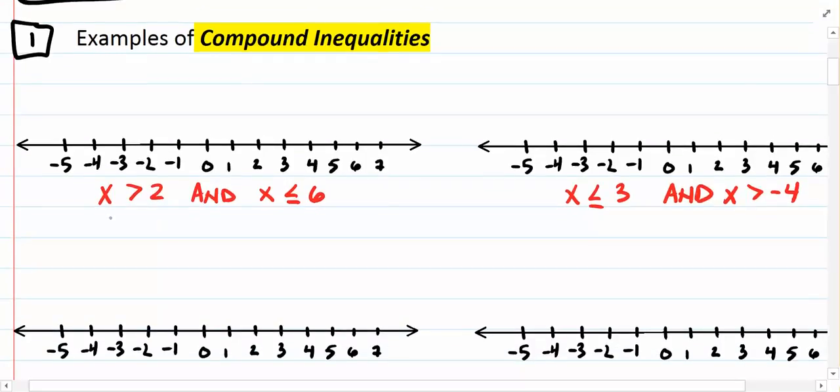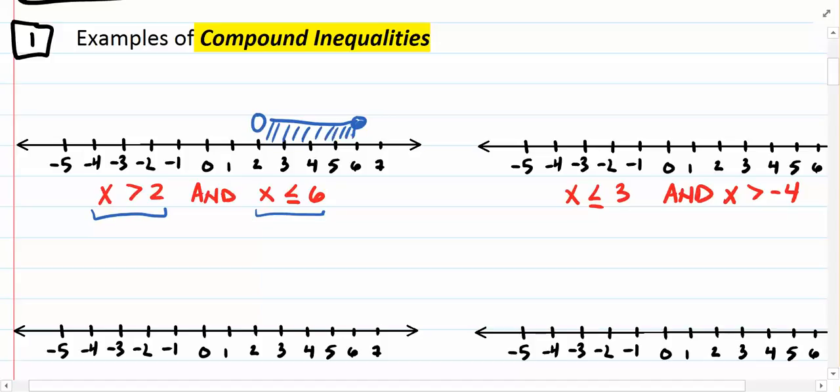Notice down here I say x is greater than 2 and x is less than or equal to 6. This is a compound inequality because they are two distinct inequalities joined by the word "and." So how would I graph that? Well, I want all numbers that are bigger than 2, so I would go up here and put an open dot around the 2, but less than or equal to the 6. So I want all of these numbers that are included in this line segment.